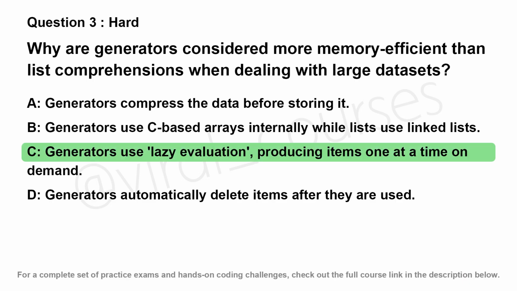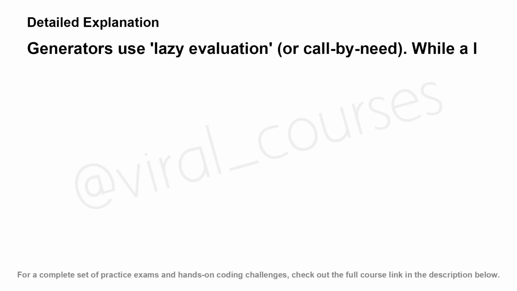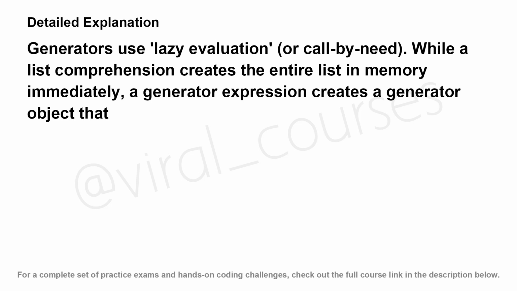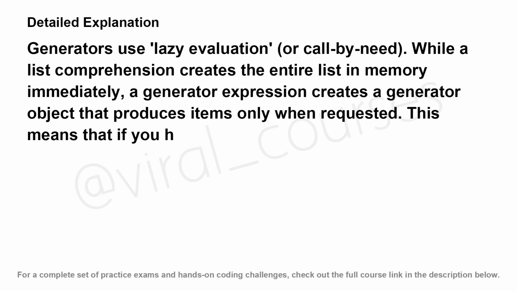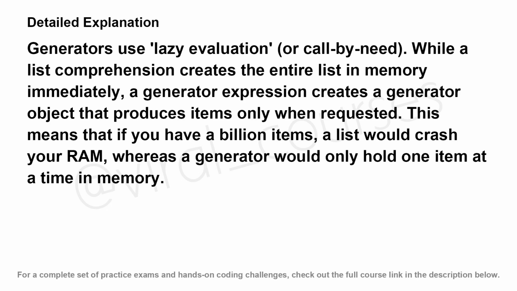The correct answer is C. Generators use lazy evaluation, or call by need, while a list comprehension creates the entire list in memory immediately. A generator expression creates a generator object that produces items only when requested. This means that if you have a billion items, a list would crash your RAM, whereas a generator would only hold one item at a time in memory.